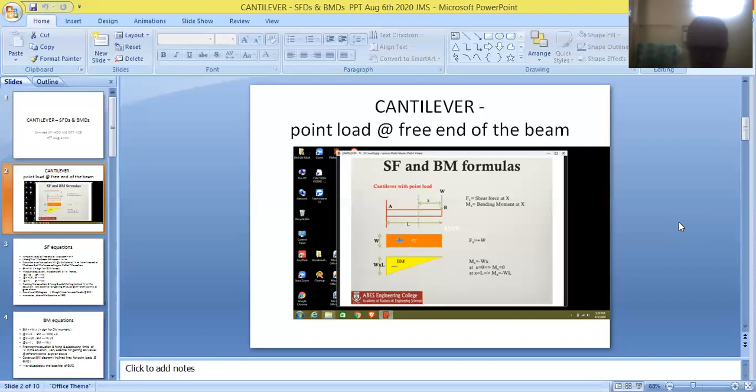A positive symbol must be allotted in the case of downward forces, and a negative symbol must be allotted in the case of upward forces. So this force is acting in downward direction. Therefore, a plus symbol has to be used after preparing the SF equation.